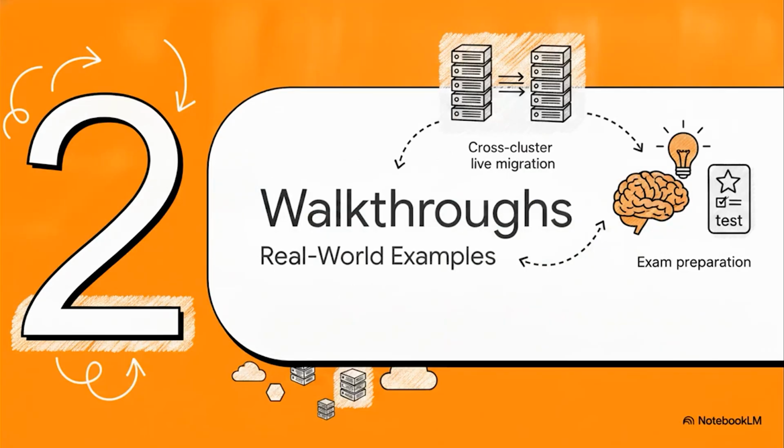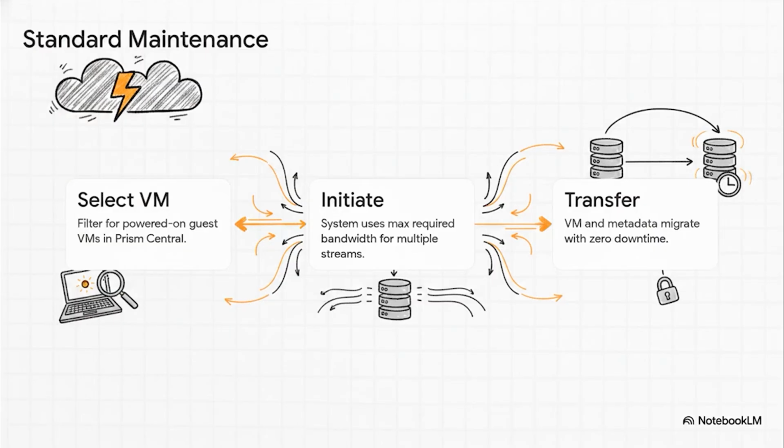All right, moving into Section 2, Walkthrough and Real-World Examples. Let's visualize this. Say you need to evacuate an entire AHV cluster for a major physical maintenance event, and you're using OD-CCLM to move a standard VM. First off, the VM actually has to be powered on. In fact, Prism Central will literally filter out powered-off VMs for this specific operation. So you select your VM, kick off the migration to the target AHV cluster, and the system dynamically allocates network bandwidth to multiple data streams to guarantee a blazing fast, zero-downtime transfer. The VM lands on the new cluster, and your app just keeps humming along uninterrupted.